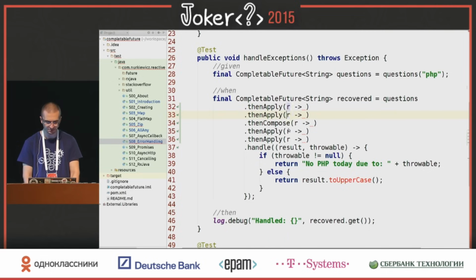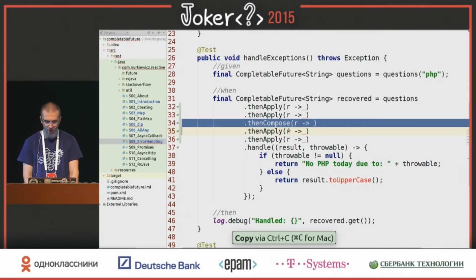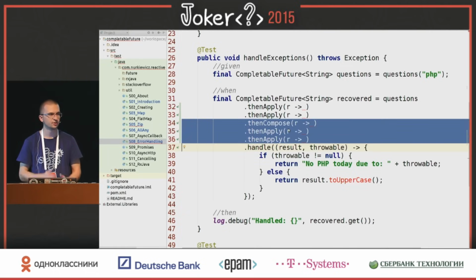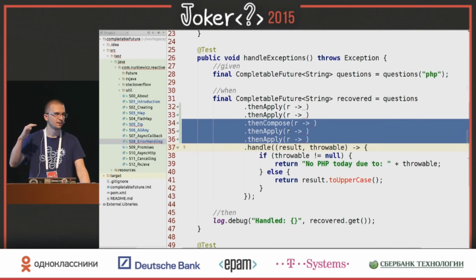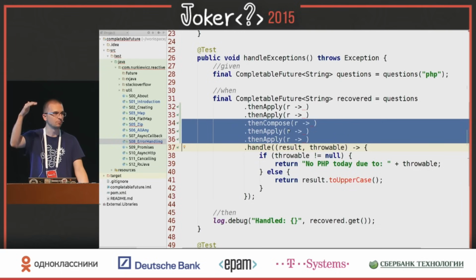So if an exception occurred at any point in this pipeline, all the subsequent operators are pretty much gone because there's no value to invoke them. So the exception will propagate to the first handle or to the first exceptionally because it can't do anything with it. And this is similar to throwing an actual exception. As long as you don't have a try catch, the exception will just keep bubbling up the stack until you get the actual exception. Okay?